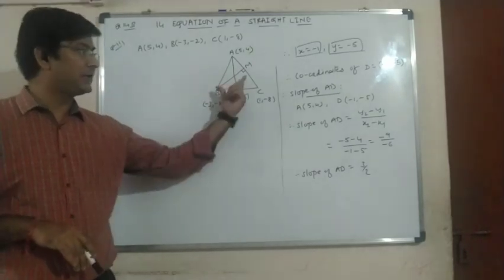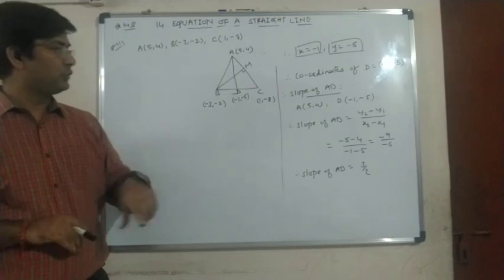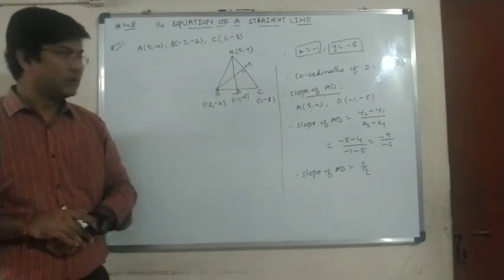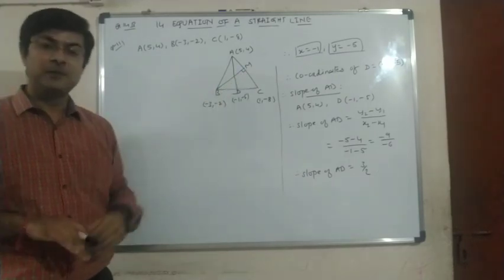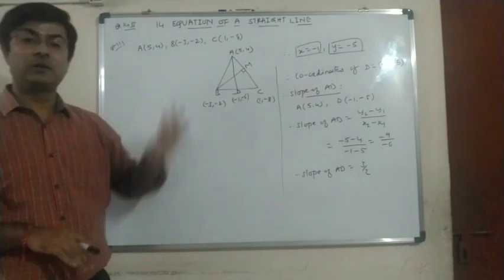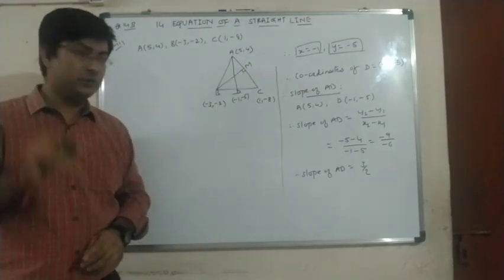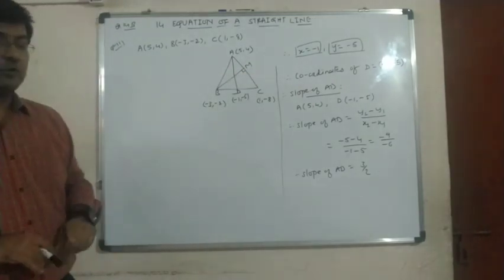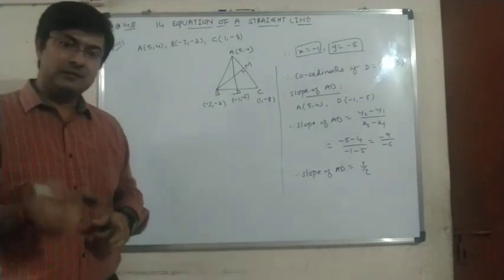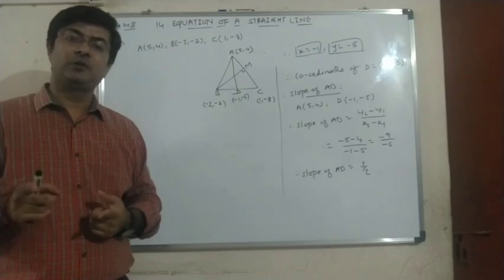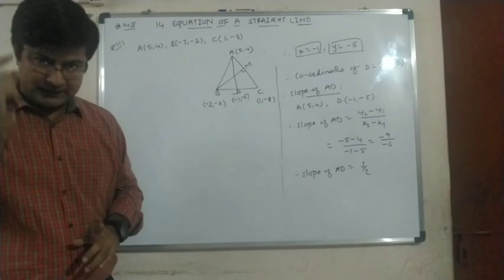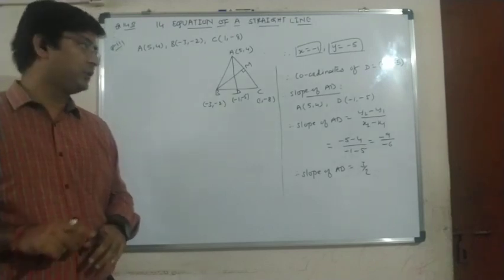Now we have to find the slope of altitude. Notice that BM is perpendicular to AC. Clear? Here remember that M is not the midpoint, so you don't use the midpoint formula to find the coordinates of M. Don't make this mistake. What we will do, we will use the fact. What is the fact? That the slopes of two perpendicular lines are negative reciprocals of each other. Keep this fact in mind. That fact we are going to use.